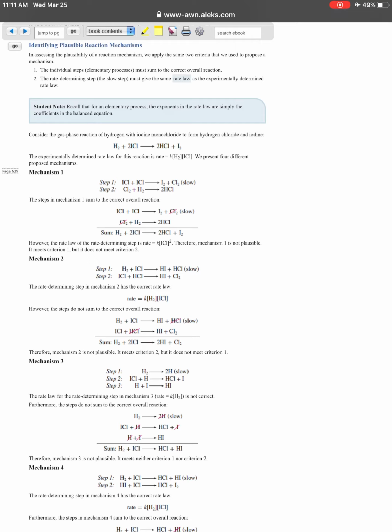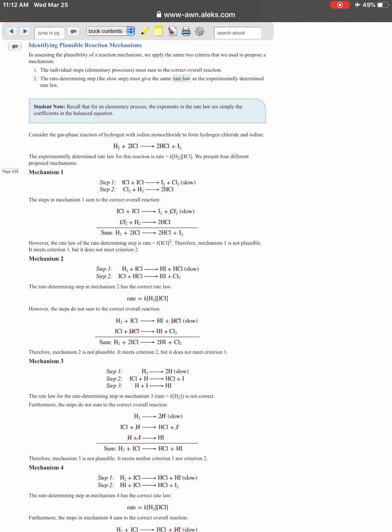Identifying plausible reaction mechanisms. In assessing the plausibility of a reaction mechanism, we apply the same two criteria that we use to propose a mechanism. 1. The individual steps, which are called elementary processes, must sum to the correct overall reaction. 2. The rate-determining step, the slow step, must give the same rate law as the experimentally determined rate law. Student note, recall that for an elementary process, the exponents in the rate law are simply the coefficients in the balanced equation.